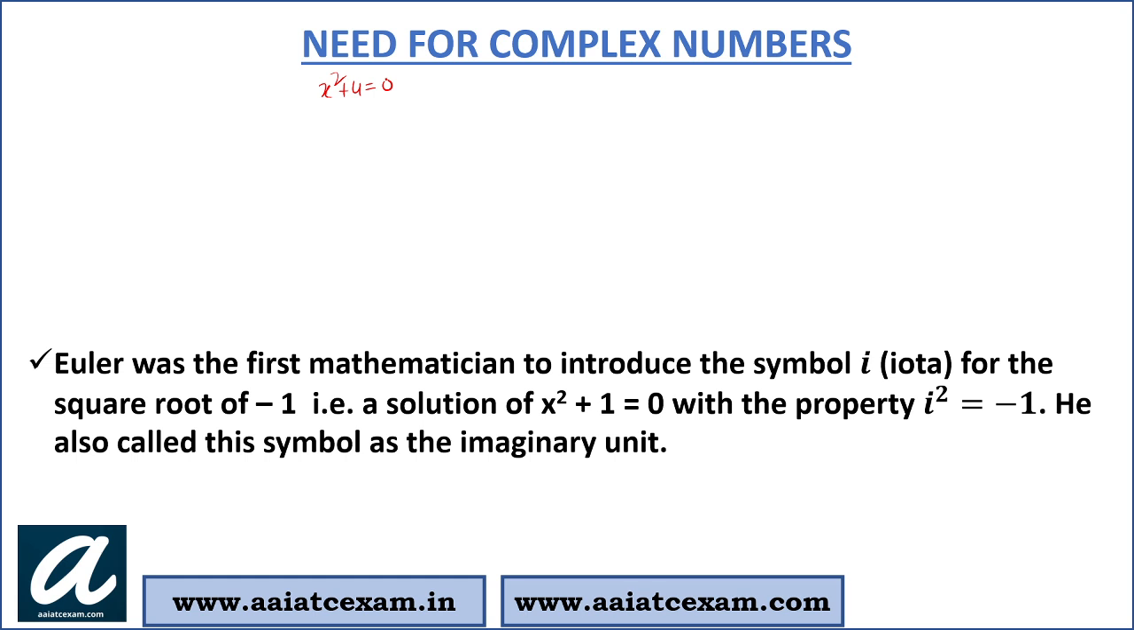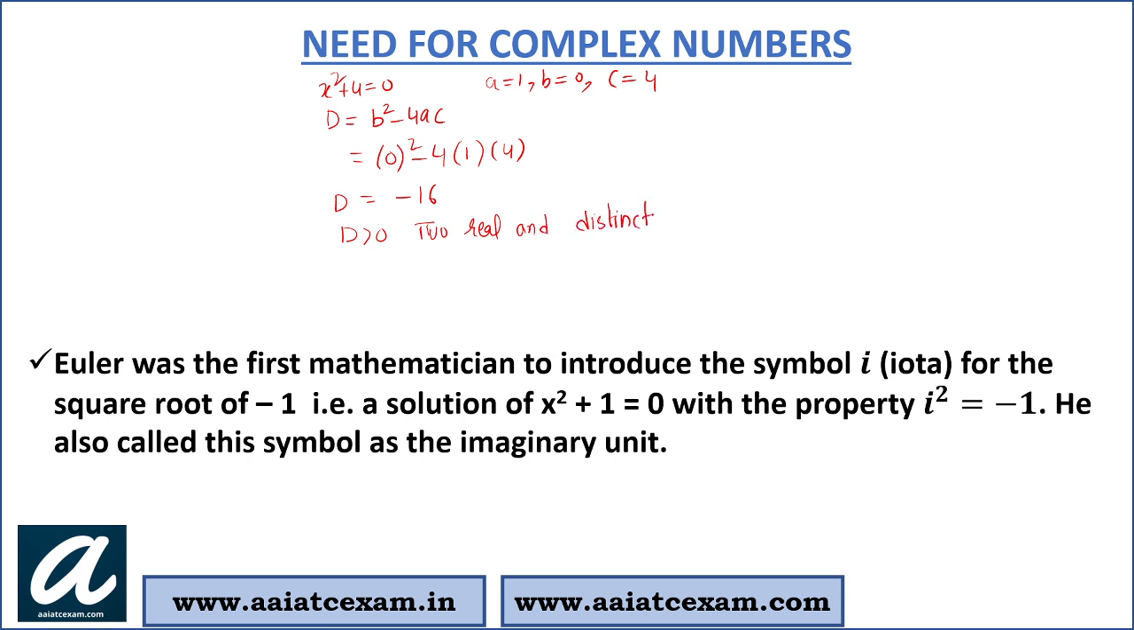You know that in 10th class you have studied that if I have to calculate the discriminant here, which is equal to b square minus 4ac, here a is 1, b is 0, and c is 4. So substituting all these values, b square minus 4ac will be positive. Now you know that if d is greater than 0, two real and distinct roots exist.